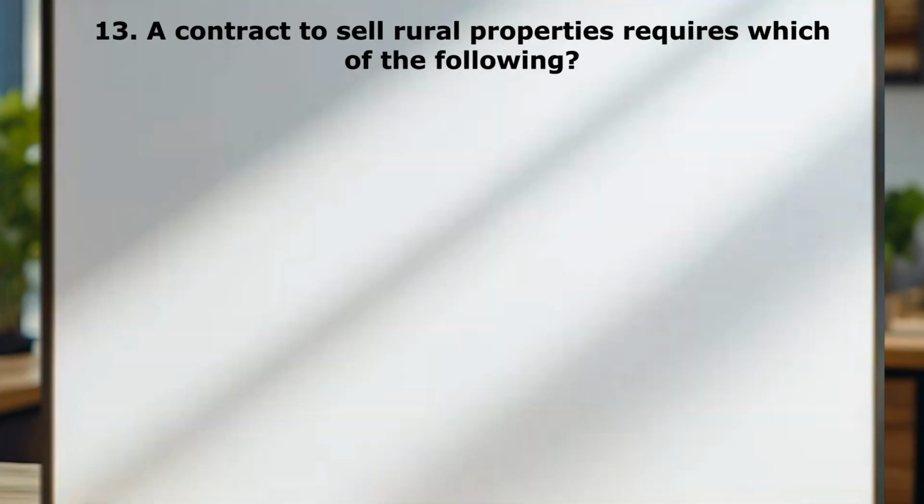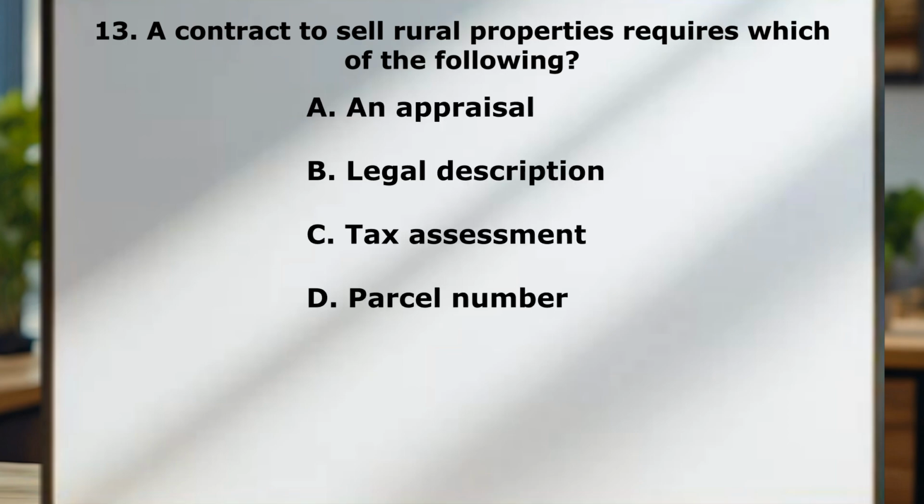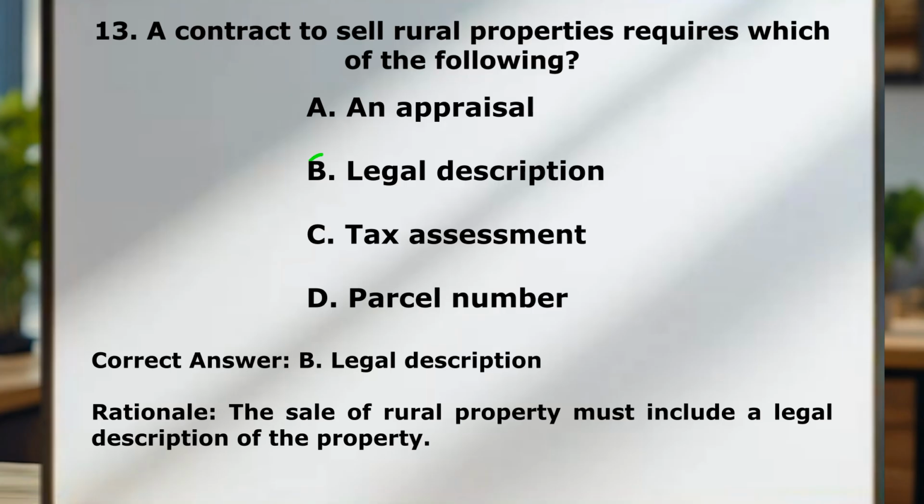Question number 13. A contract to sell rural properties requires which of the following? A, an appraisal. B, legal description. C, tax assessment. D, parcel number. If you don't know what these 4 answers mean, please go learn these definitions. That will help you pass the exam.